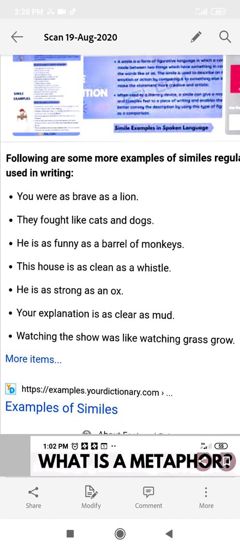Why? In all the sentences, the comparison between two things is given, and for comparison we can see that in every sentence the word as or like is given.